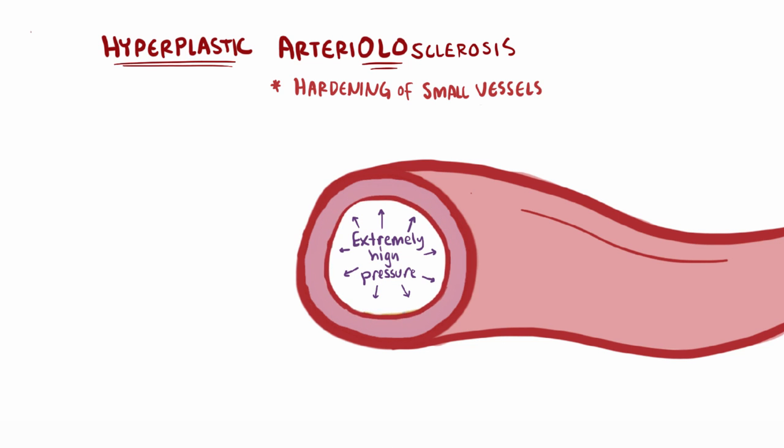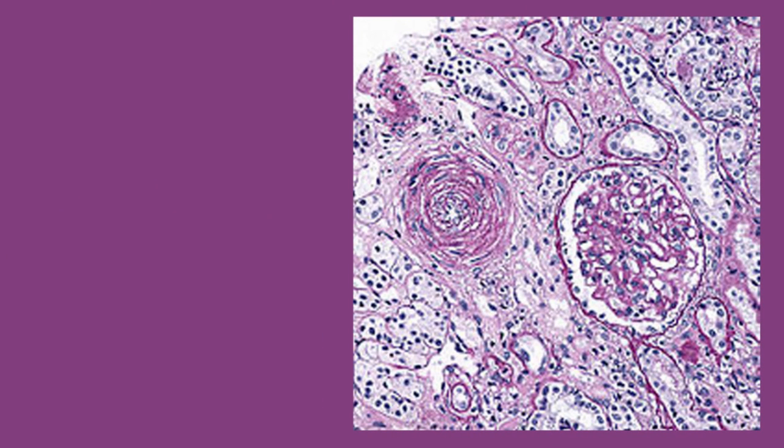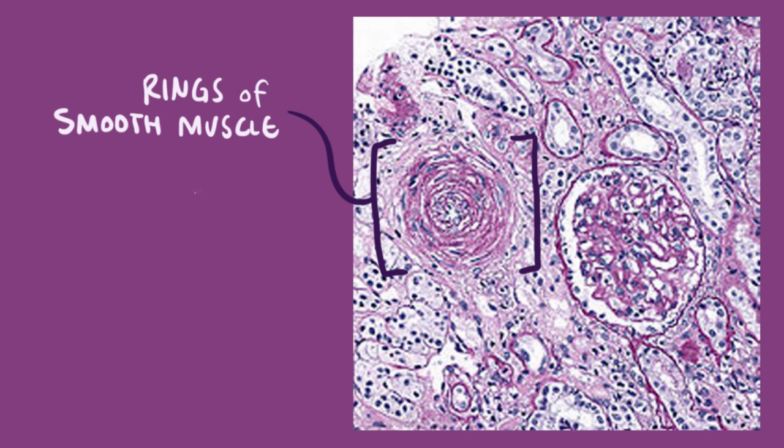The blood vessels compensate for this high blood pressure by adding additional layers of smooth muscle and basement membrane to the blood vessel wall, making the blood vessel stronger. The downside of this extra muscle is that it decreases the space in the lumen for blood to pass through. If you look at these hyperplastic blood vessels under a microscope, you can see the rings of smooth muscle with a small lumen, which kind of looks like an onion.